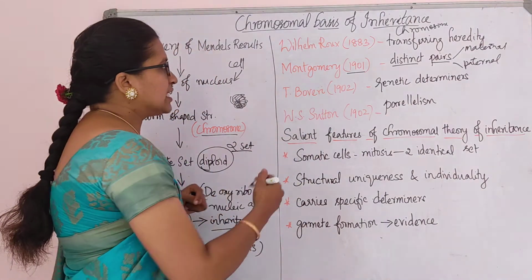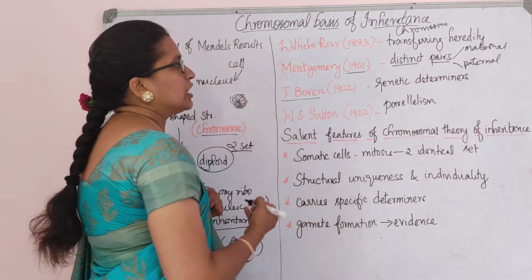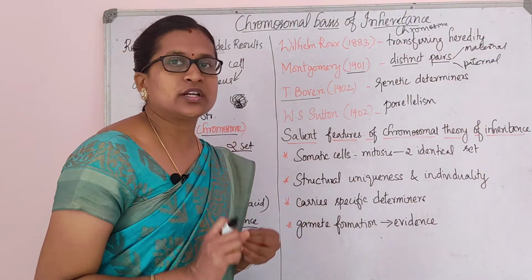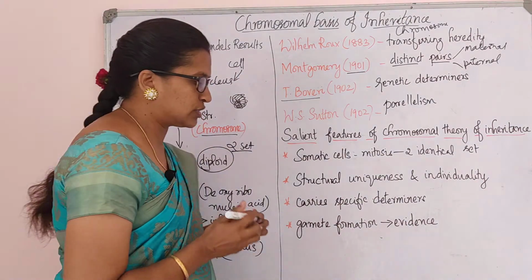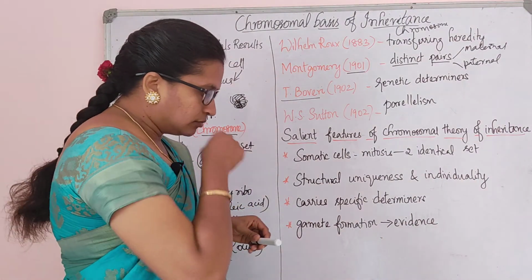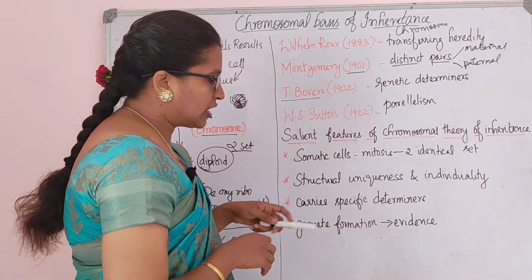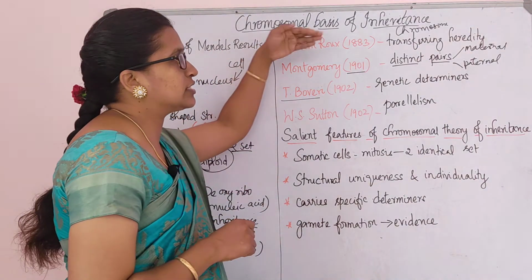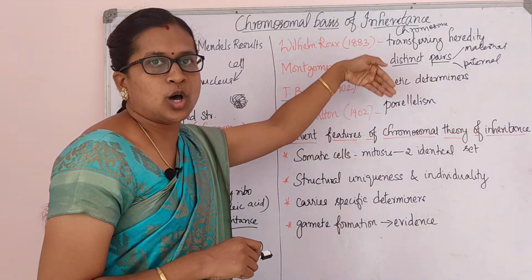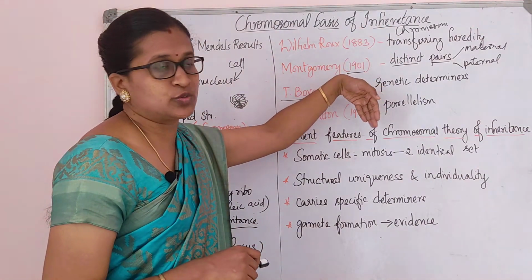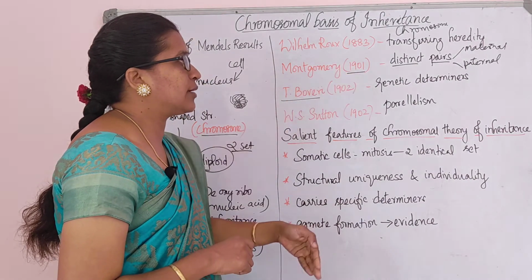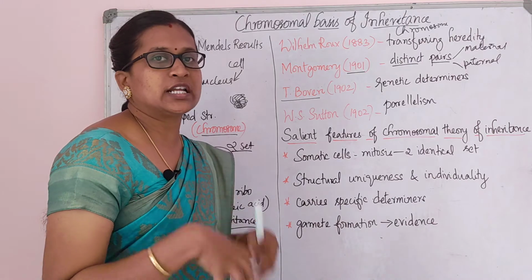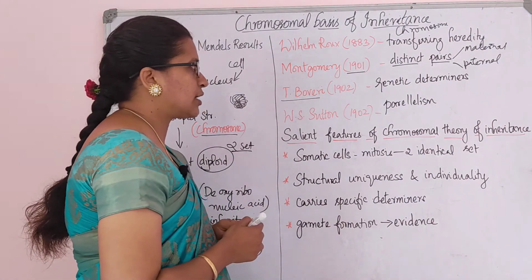And later in 1902, T. Boveri told that genetic determiners. What are genetic determiners? Chromosomes. He supported the idea that chromosomes are the genetic determiners. Before that, all the scientists had put forward some laws or explanations about chromosomes. He also supported them, and he is telling that these chromosomes, which contain genes, are the genetic determiners.